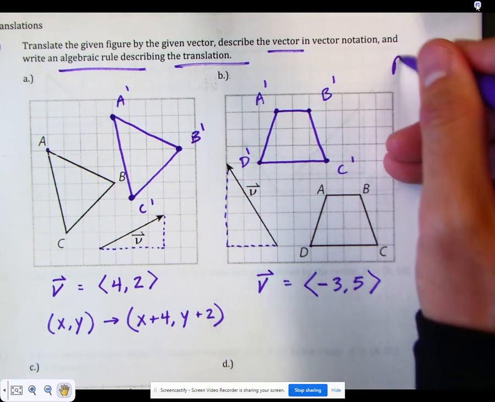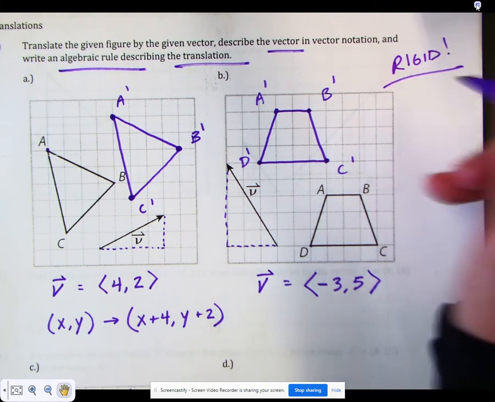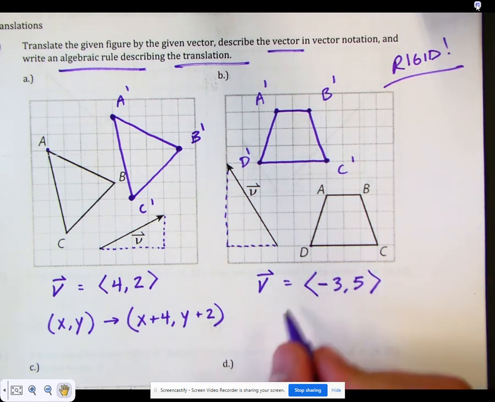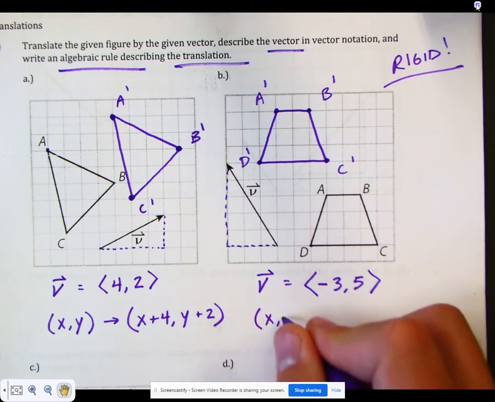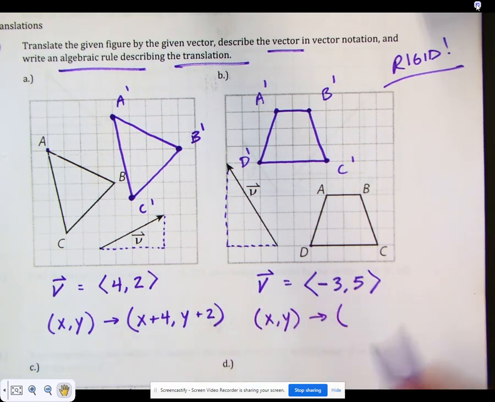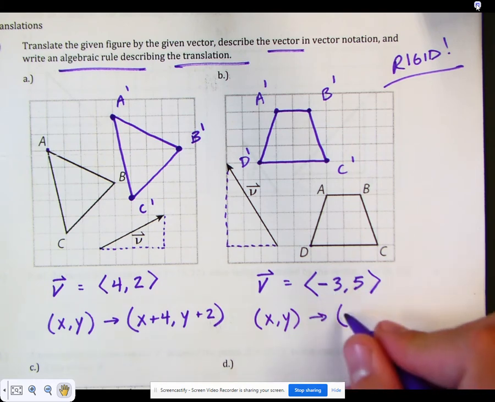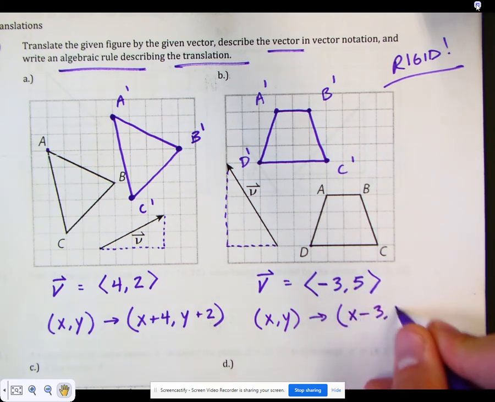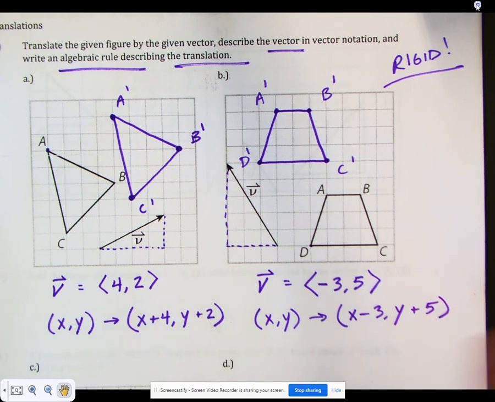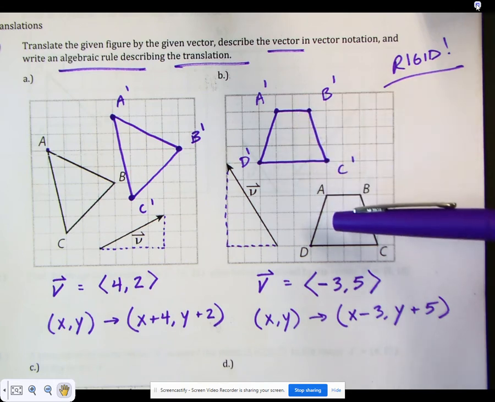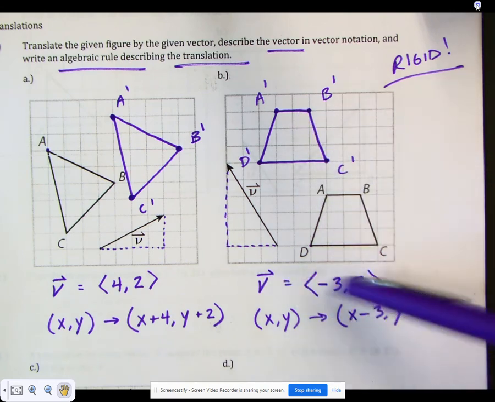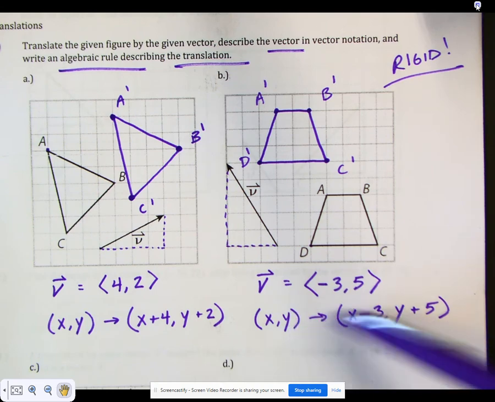So this is a rigid transformation. Okay, so anyway, the vector is ⟨-3, 5⟩, and then what's the algebraic rule? Well, all my x, y pairs got mapped. In this case, we subtracted 3 from the x. So (x - 3, y + 5), and the y had 5 added to it. So there we go. We translated the figure, we wrote the vector in vector notation, and then we wrote an algebraic rule describing the translation. So we fulfilled all the instructions.